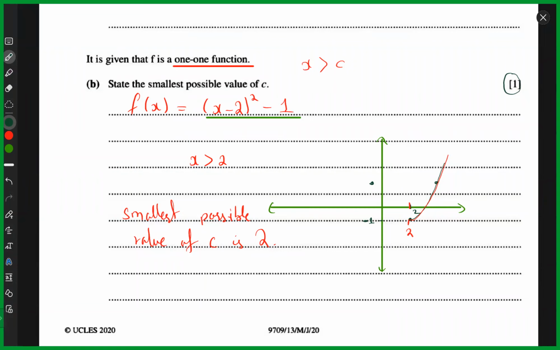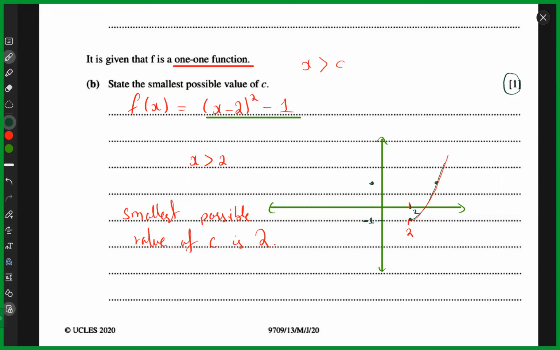Okay, Miss, so what if the question was to tell us the greatest possible value of C? For this exact question, if the examiner had asked that you need to find the greatest possible value of C, we are not sure about it for this scenario, okay?